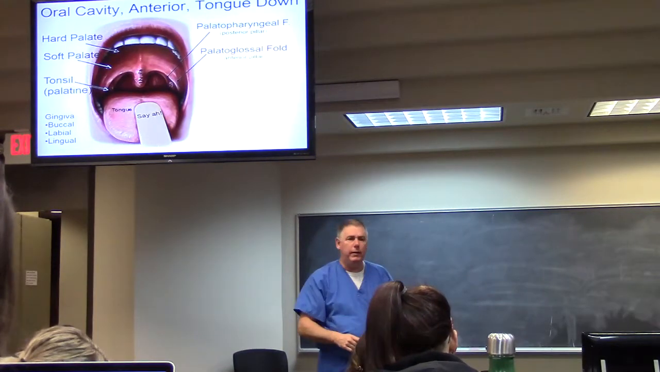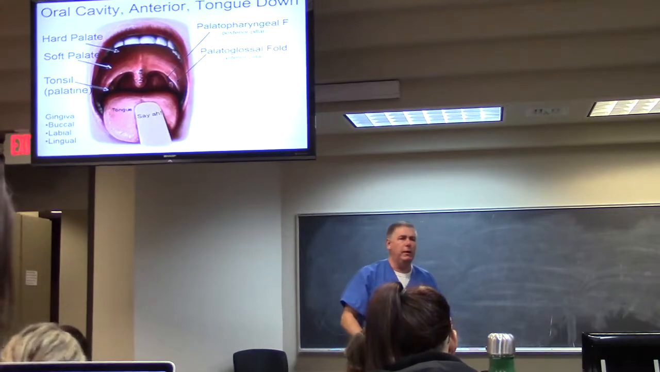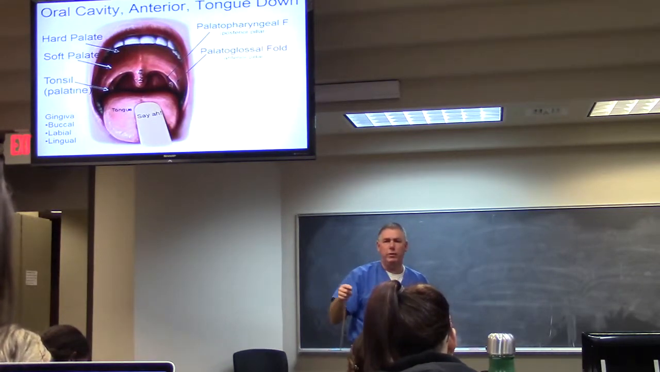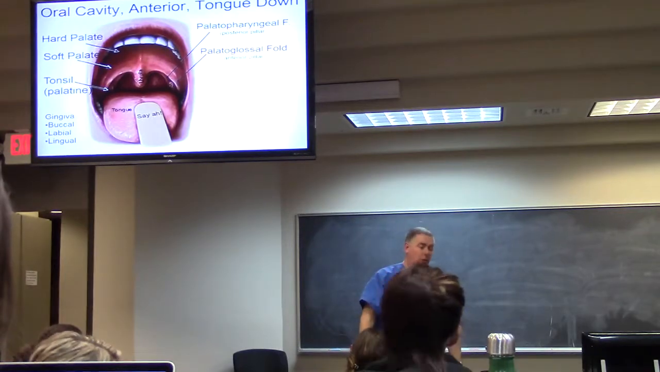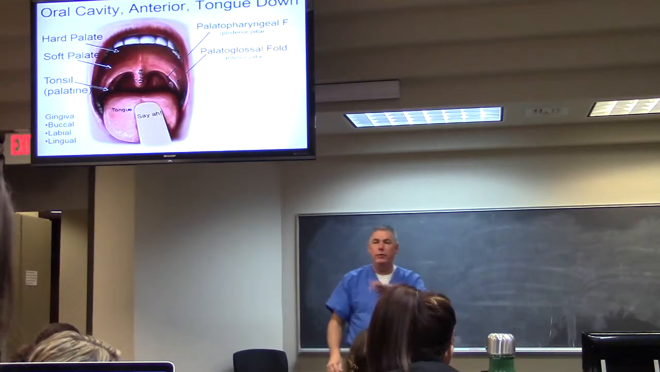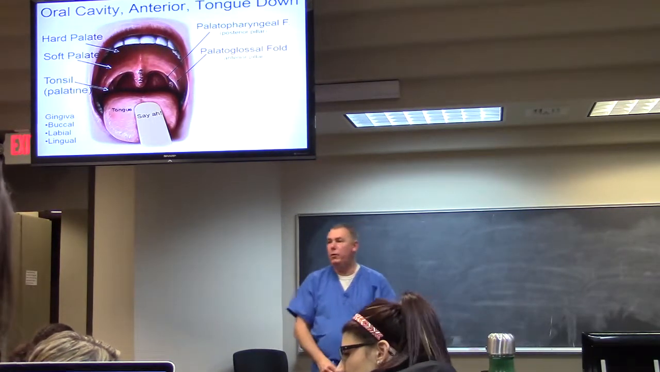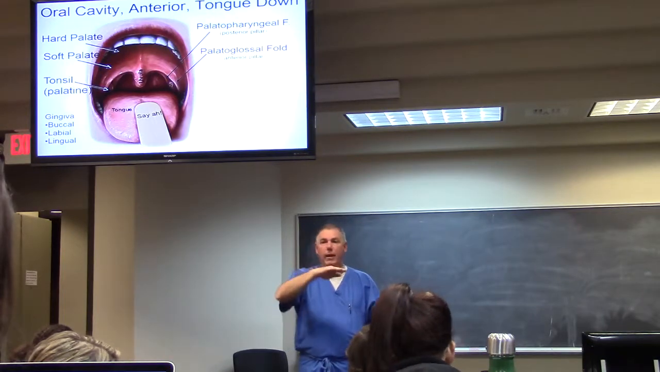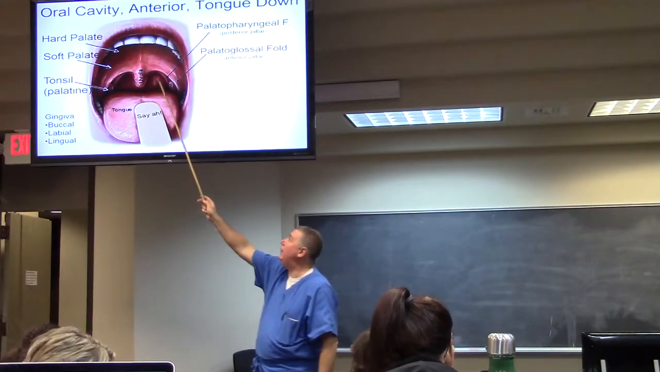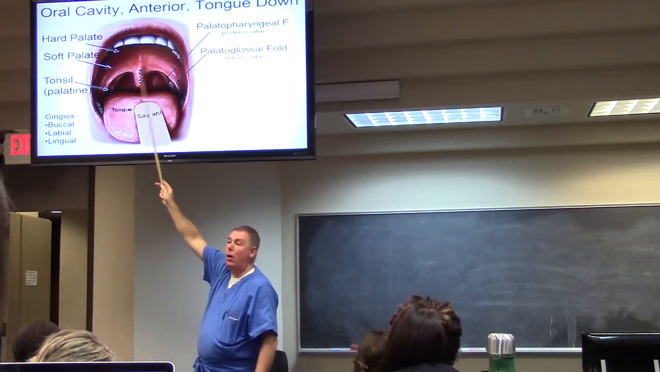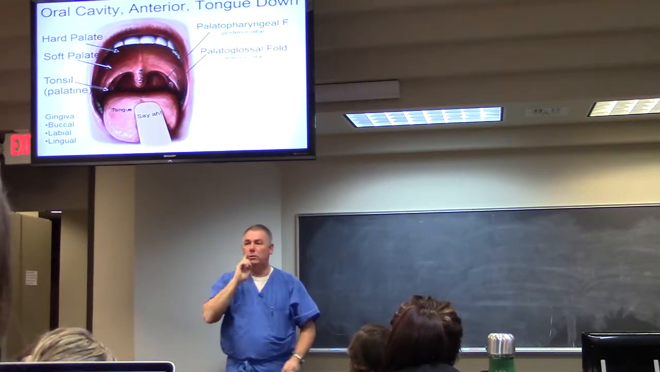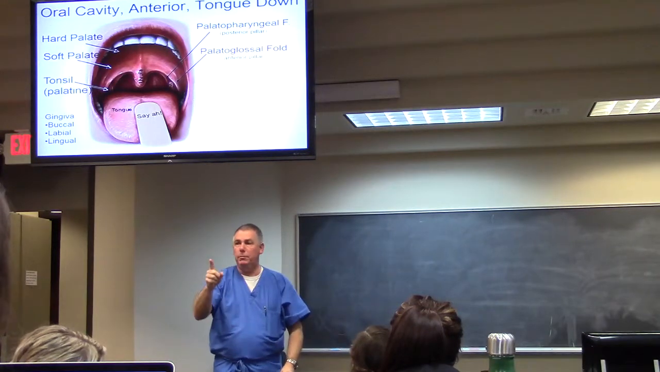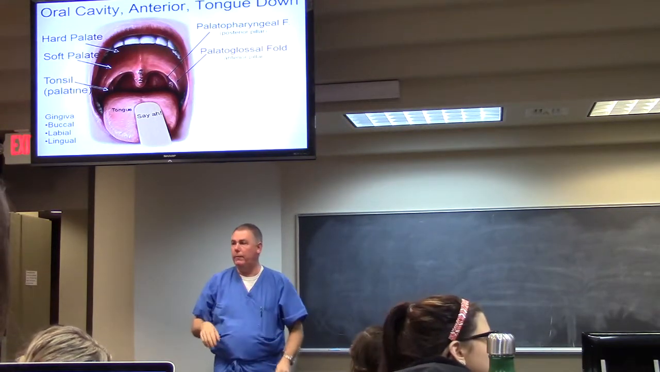I'm not sure the Latin definition for torus, but it's something like protrusion or elevation. If you look in each other's mouths, you'll probably see one or two people in here, instead of a flat, hard palate, you'll see that big bump in the middle of it. And it runs along this way, which mirrors the suture line.